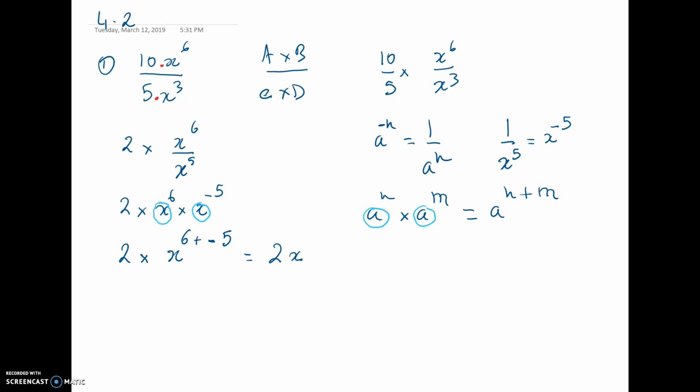Actually, why do I put negative 5? I'm sorry, guys. It's not a negative 5. It's a cube. So I'm going to put a 3 right here, a 3 right there. I end up with x to the 6 plus negative 3, which equals 2x cubed.